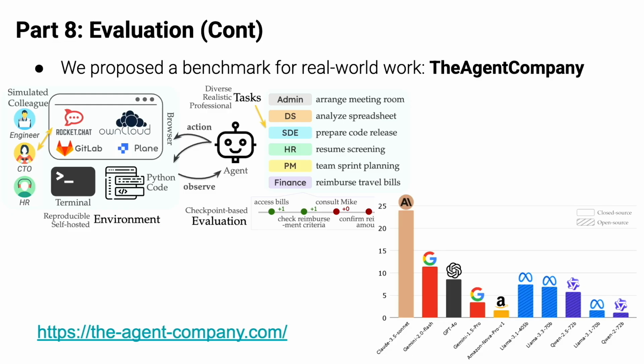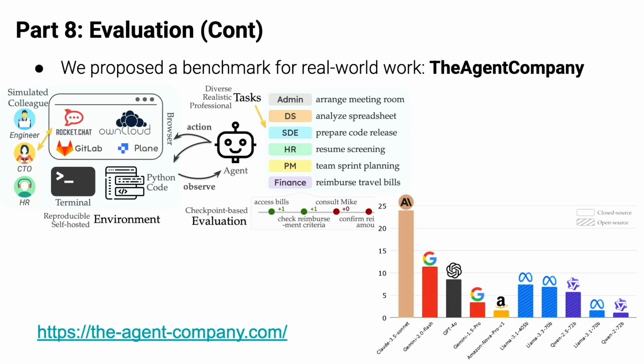And the fake software company has its own chat app called Rocket Chat. It has its own Google Drive style thing called OwnCloud. It has a source code repository, GitLab, and a task management system, Plane. And all of these are clones of the actual software that people use in real businesses. Not clones, but they're alternatives. So Rocket Chat is like Slack. OwnCloud is like Google Workspace. GitLab is like GitHub, and Plane is like Jira or Linear or something like this.